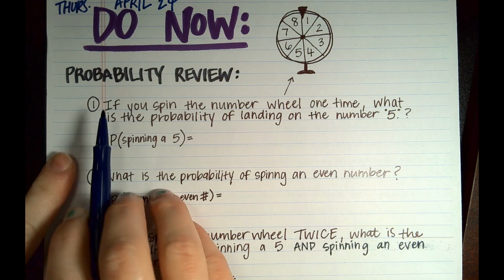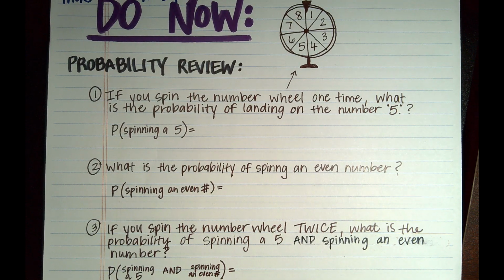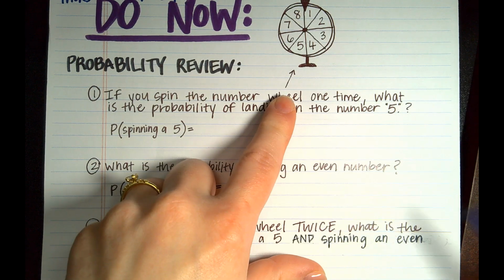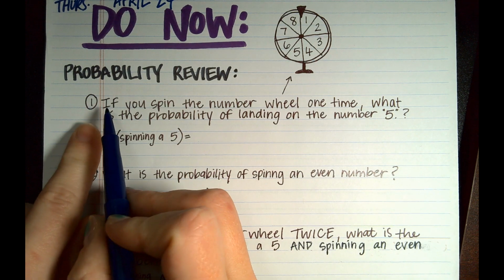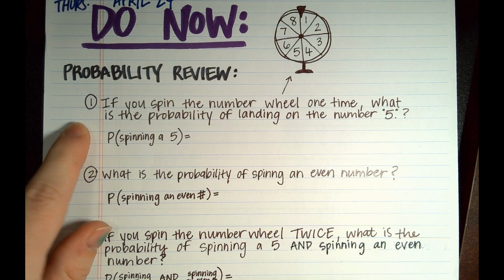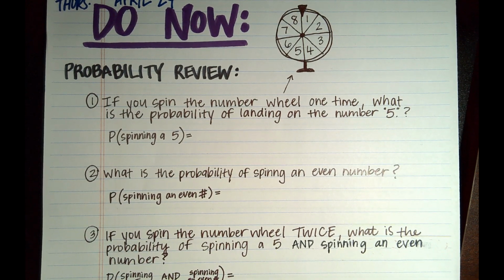So let's just look at the first question together. I drew a little picture of a spinner up at the top, and you can see there are 8 numbers on the spinner. We're going to assume that all these sections are the same size. So my question is, if you spin the number wheel one time, what is the probability of landing on the number 5? So let's think through this together. How would I represent that probability as a fraction? What would go on top? What would go on bottom?